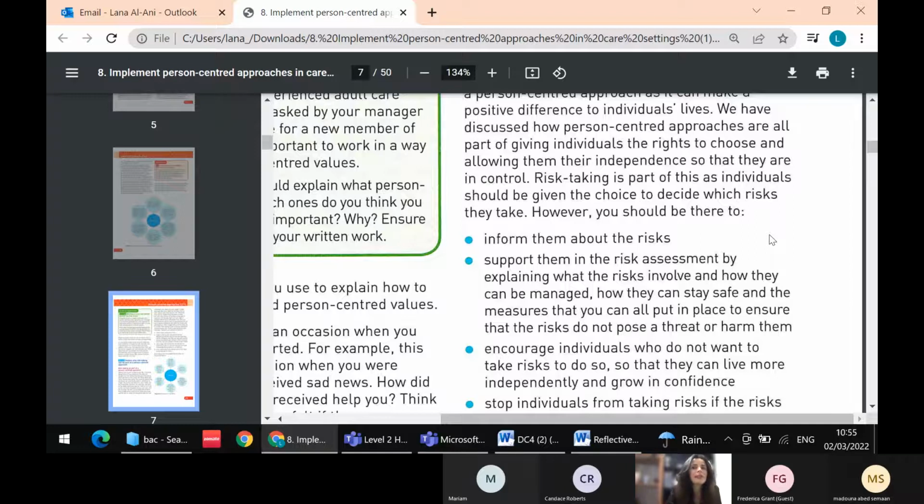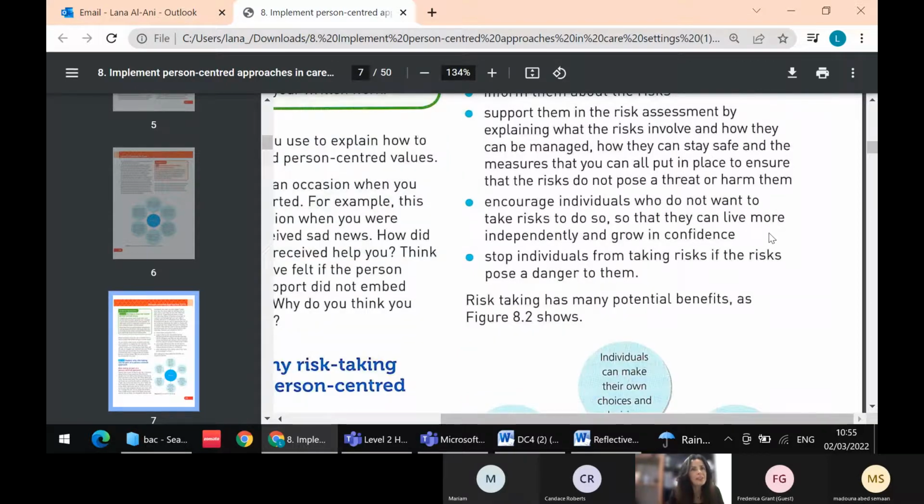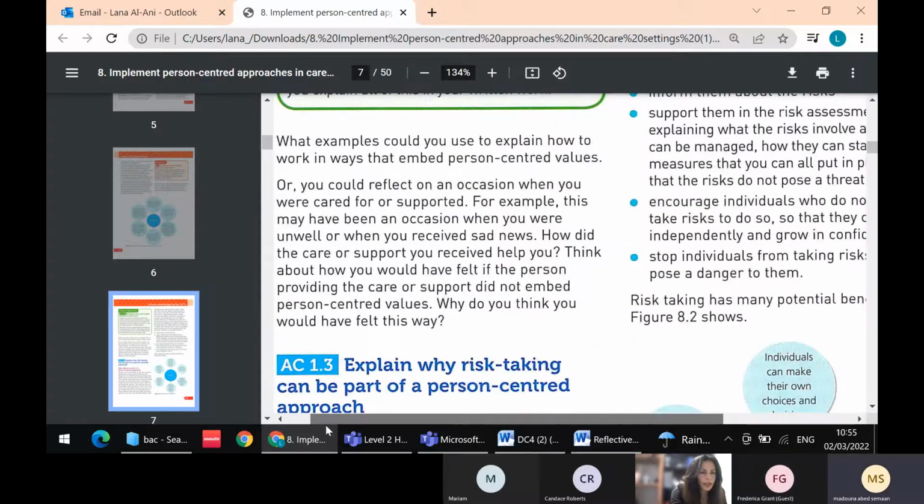Why? Because this will encourage them to grow confidence, and I should stop them if the risk is really dangerous for them. If the client wants to have lots of sweets, this is risky, but it is really dangerous. It's not only a risk, it's a dangerous thing. Why? Because he's got diabetes, so I should stop him from doing this. Is this understood? Excellent.